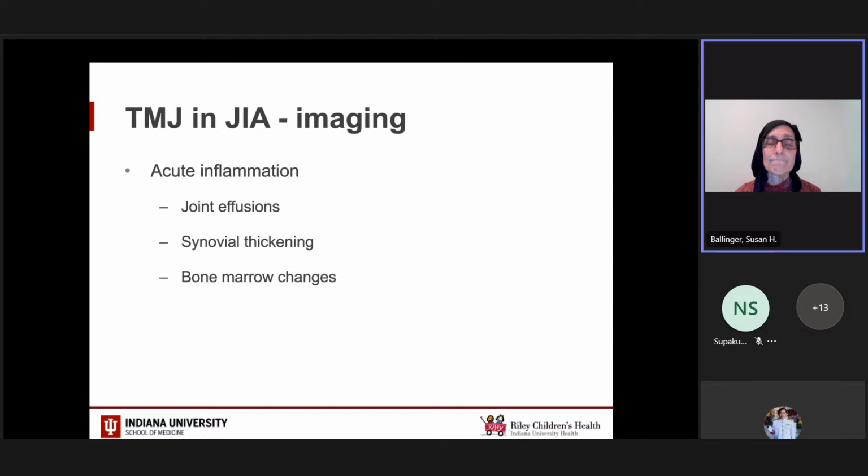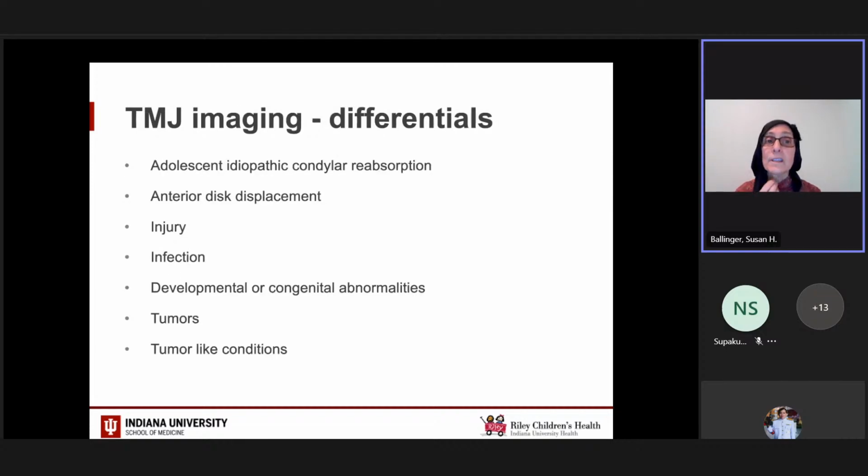But the MRI can show us acute inflammation, including joint effusions, synovial thickening, and bone marrow changes, as well as chronic changes, including condylar flattening, osseous erosions, and disc pathology. In the differentials, as I said, these can be confusing. You can see adolescent idiopathic condylar reabsorption, anterior disc displacement.